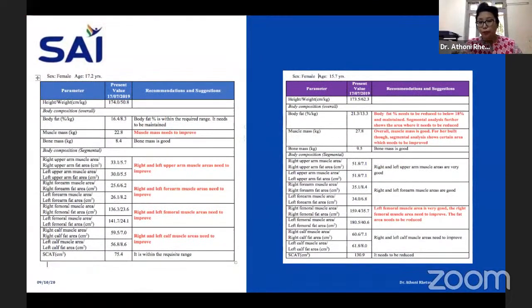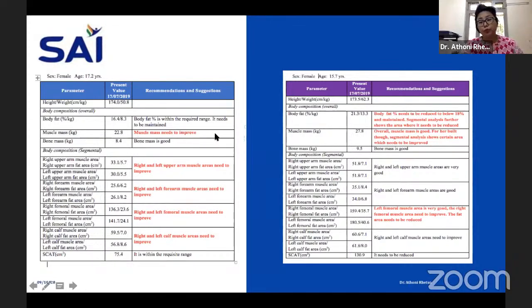Now, coming to the report, how will you interpret the report? Now you can see the report here. The body fat percentage here is of a female, she's 17 years old. So the body fat percentage is 16.4, which is quite good. It's within the range. Now, coming to the muscle mass, you can see that the muscle mass is 22.8, right?